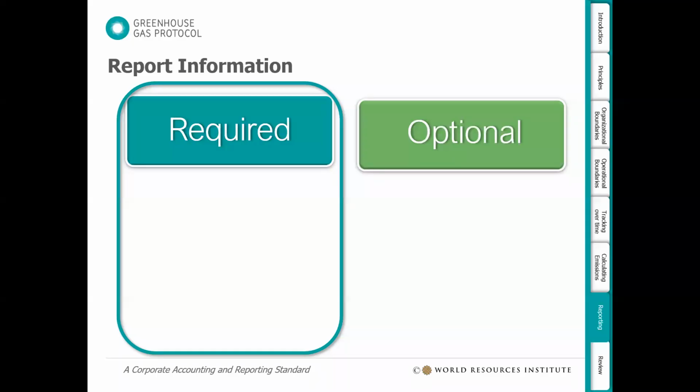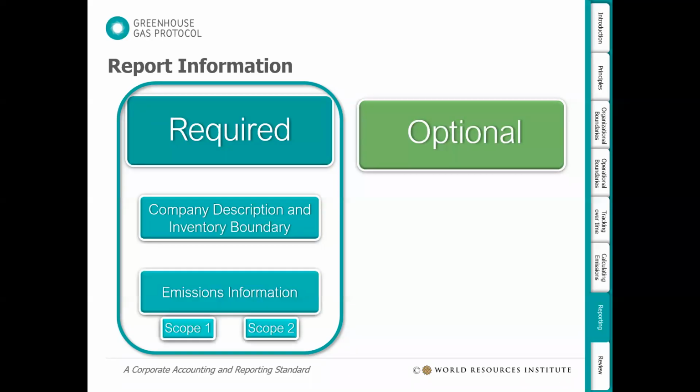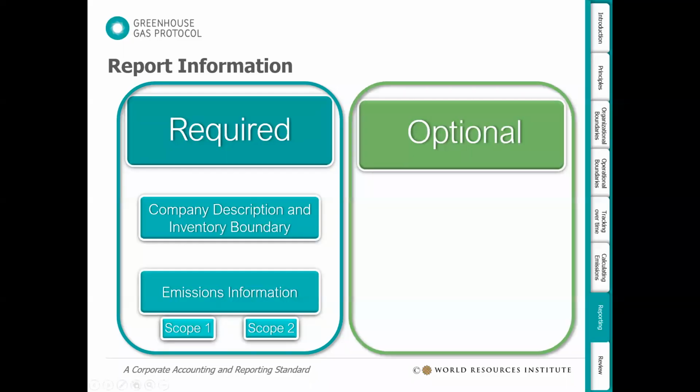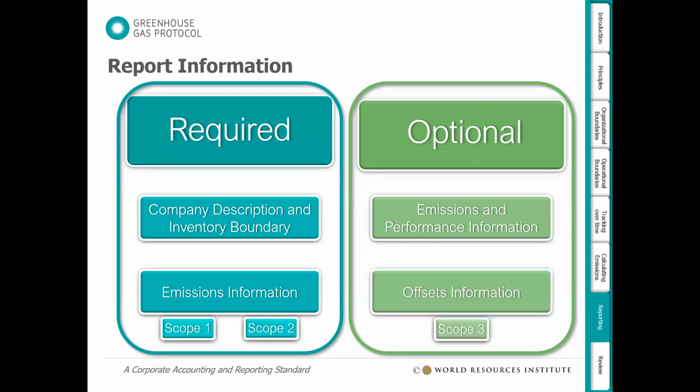The required information covers a description of the company and the boundaries it set in developing its inventory, as well as emissions data for scopes 1 and 2. And in turn, the optional information includes a description of performance, the use of any emissions reduction offsets, and also Scope 3. So let's go through each of these items in more detail, starting with the required information.